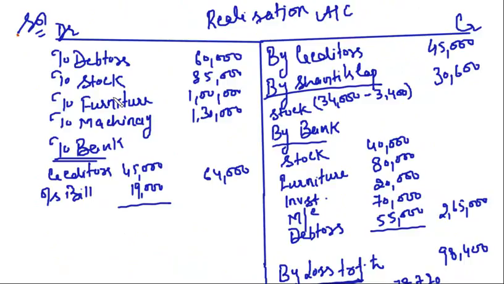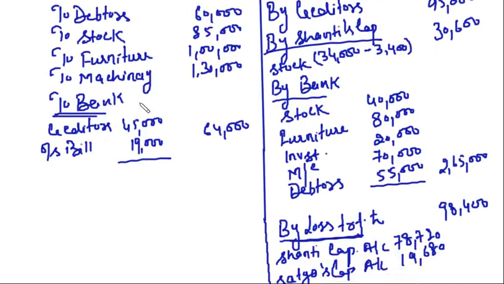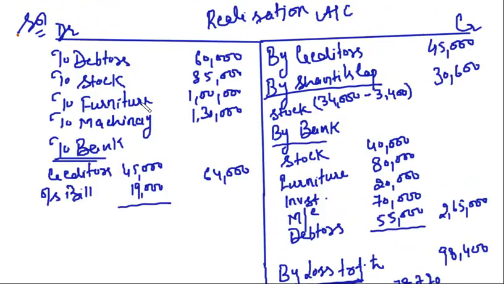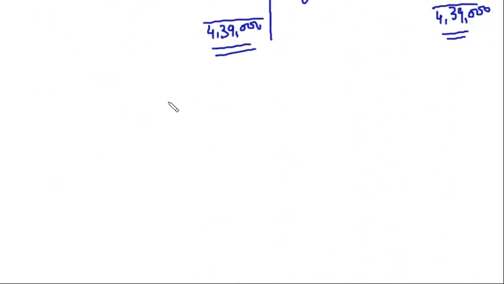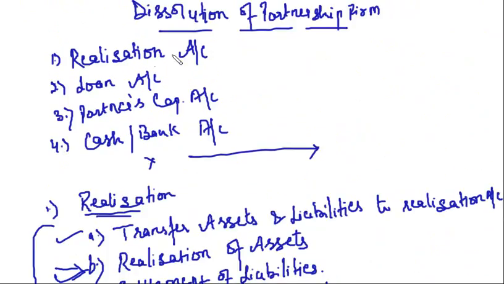Clear, friends? So this is all about the realization account. Now I told you that we had to do four things. We have done the first thing, that is the realization account. Now talking of the loan account, what to do with the loan account?